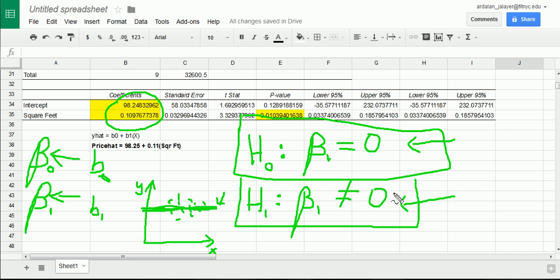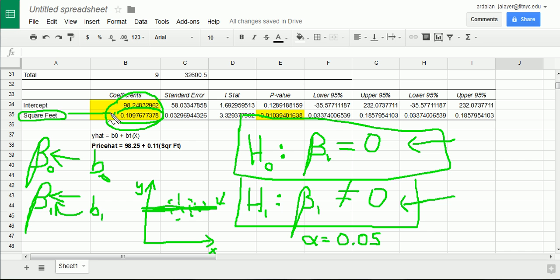So let's apply that to our example. We'll use an alpha of 5%, pretty standard, to make our decision. And so we go over to the row where B1 is on. B1, remember, is an estimate of beta 1. Okay? So we're going to use the estimate of beta 1 to make a statistical decision on beta 1.